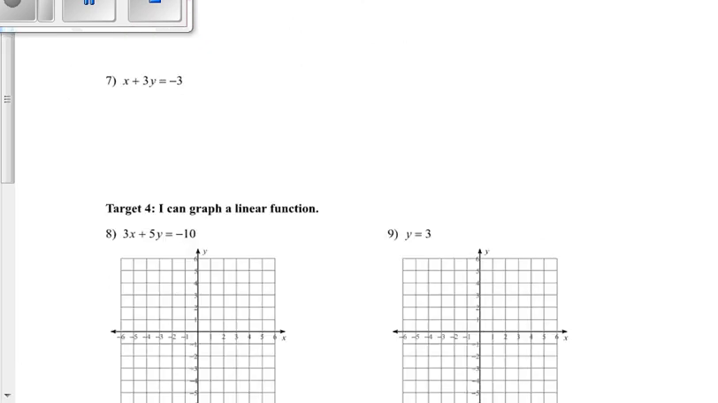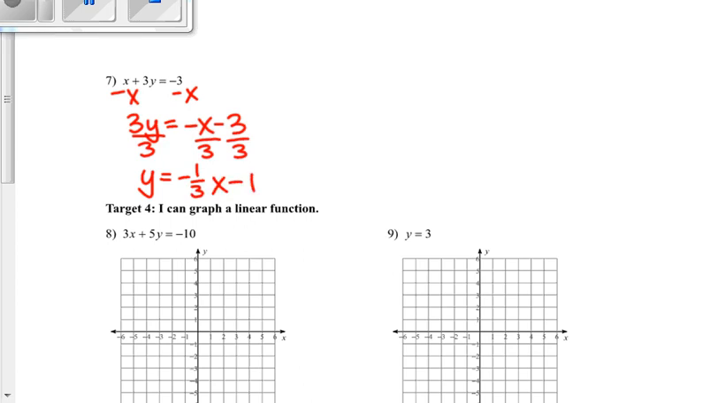Onto the second page, we're finding the rate of change once again. So rate of change in an equation, we want to put it in slope-intercept form. So I'm getting y by itself. And I'm going to divide by 3. So the slope-intercept form is negative 1/3 x minus 1. But remember, that doesn't answer the question. The question says, what's the rate of change? What's the slope? So make sure you specifically say it's negative 1/3.